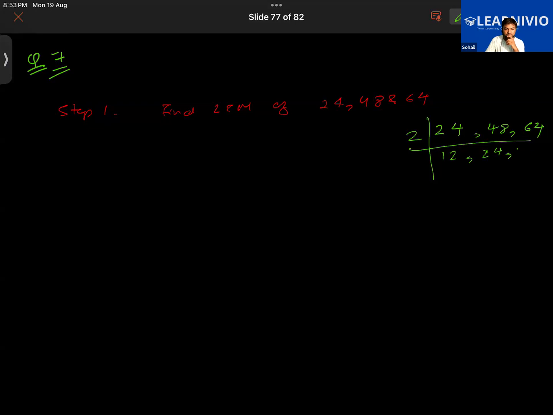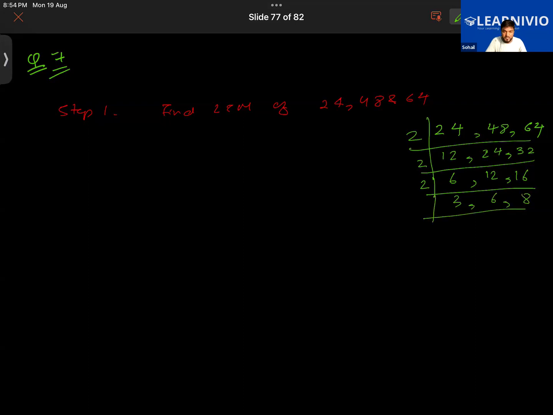32 2s are 64. Good. Next. Then again 2. Then 12 2s are 24. Next. 16 2s are. Next. 2 3s are 6. 2 6s are 12. And 2 8s are 16.